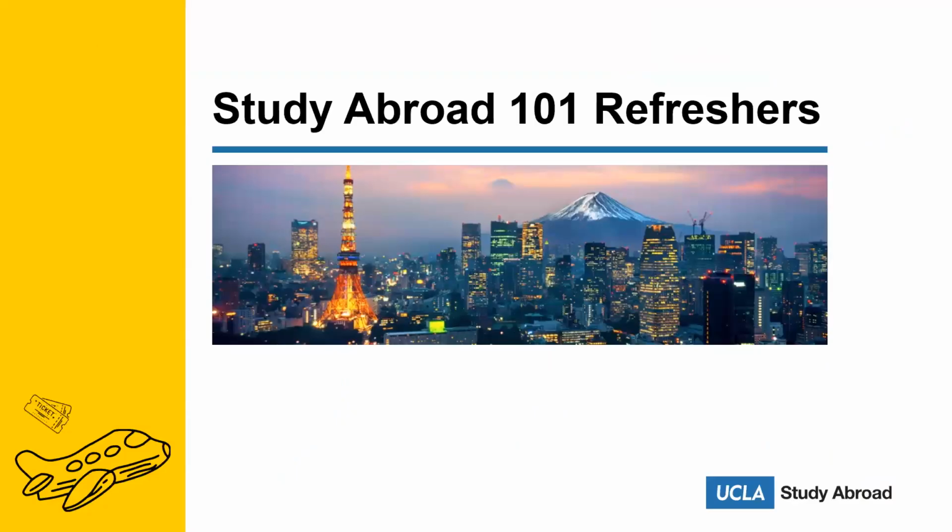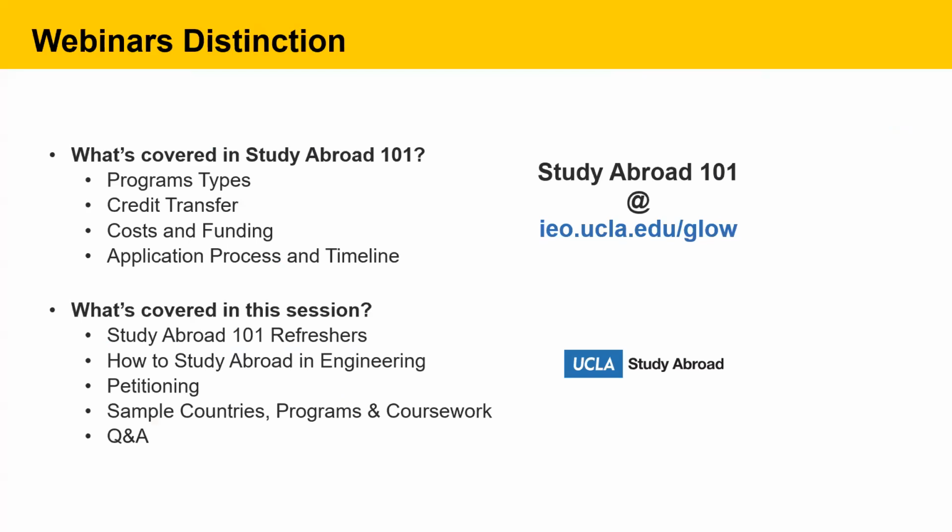Okay, so I'm going to quickly go over these Study Abroad 101 refreshers. Hopefully you got a chance to see the Study Abroad 101 webinar. If you didn't, please go to our website and you can take a look at that. What was covered in that webinar, which is 1 hour long, was information about program types, credit transfer, the cost and funding of programs, the application process, and the timeline. So it was very, very specific. So make sure that you see that.